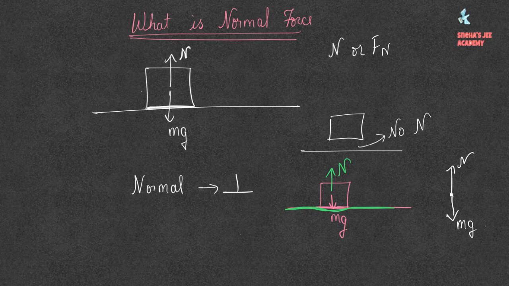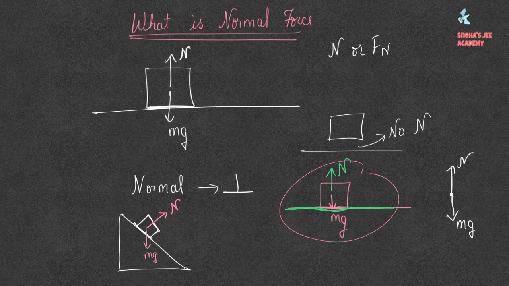Now let us consider a different case where you have a wedge and the block is placed on the inclined surface. Just think for a minute, where will the normal be? Yes, the normal is always perpendicular to the surface. That means the normal is over here, like this, and mg is down.